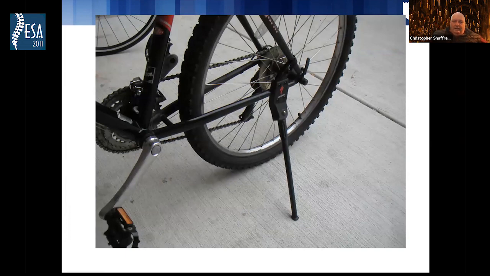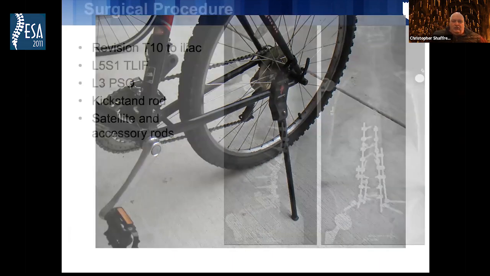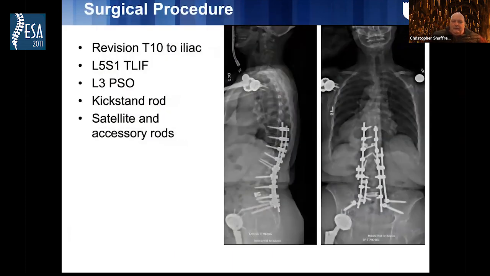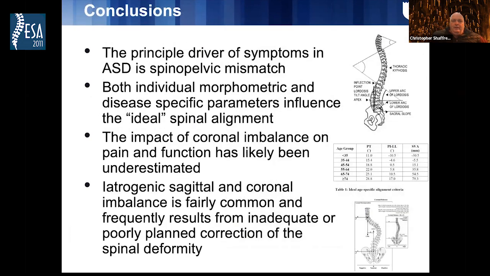So basically, the principal driver of symptoms in adult scoliosis is spinopelvic mismatch. And there are both individual morphometric and disease-specific parameters that influence the ideal alignment. The impact of coronal imbalance has been underestimated and is something that should be addressed. And basically, if we don't do a good job, our results aren't nearly as good. So taking these different factors into consideration is important.